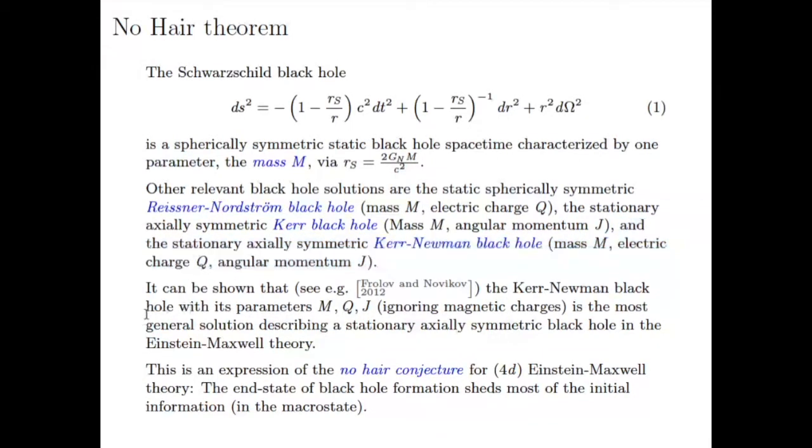And in fact, it can be shown, I recommend this textbook here for details, that this kind of Kerr-Newman black hole with these three parameters, ignoring outlandish possibilities like magnetic charges, is the most general solution describing a stationary axially symmetric black hole in the Einstein-Maxwell theory. So Einstein gravity coupled to Maxwell electrodynamics. And this is an expression of the more general no-hair conjecture for four-dimensional Einstein-Maxwell theory that the end state of black hole formation essentially sheds most of the initial information.